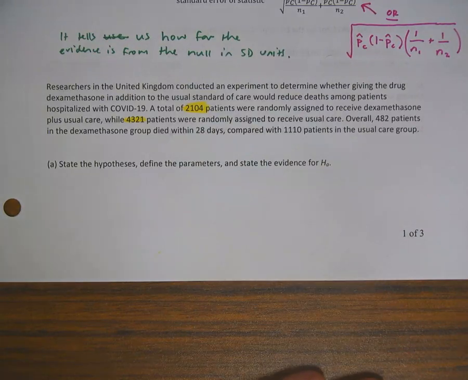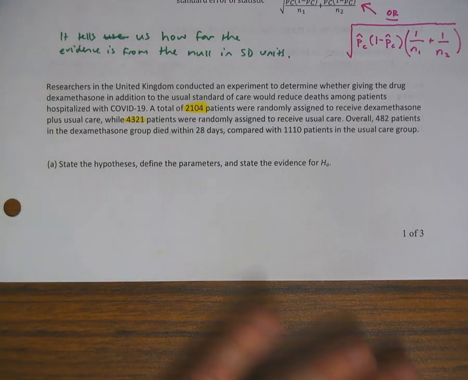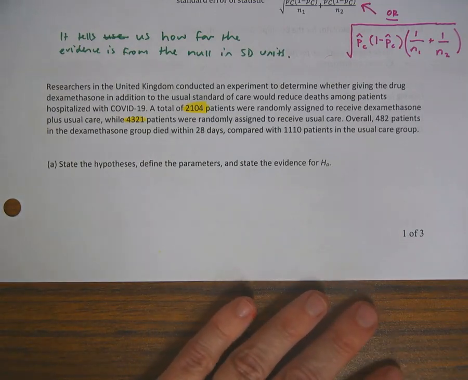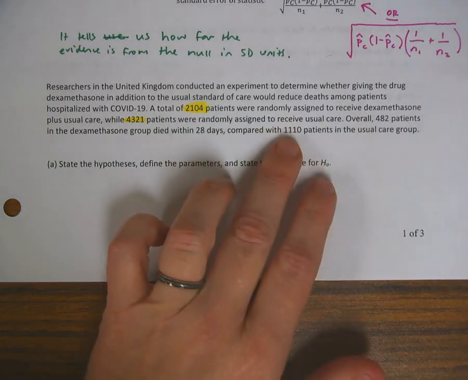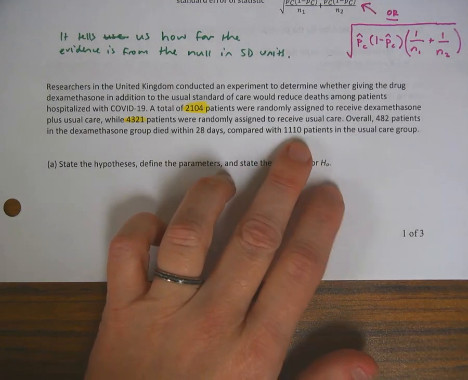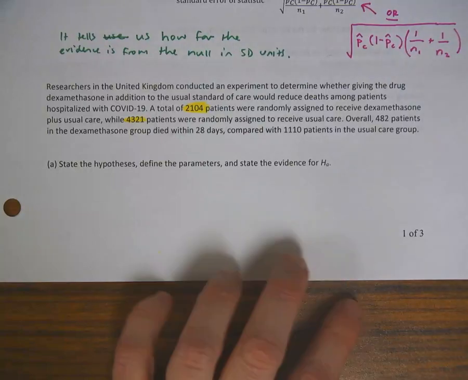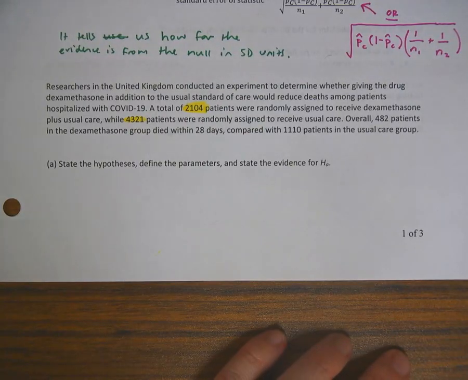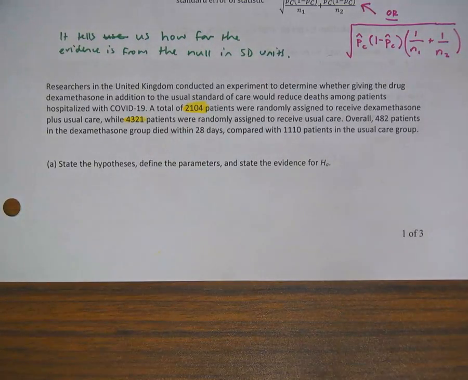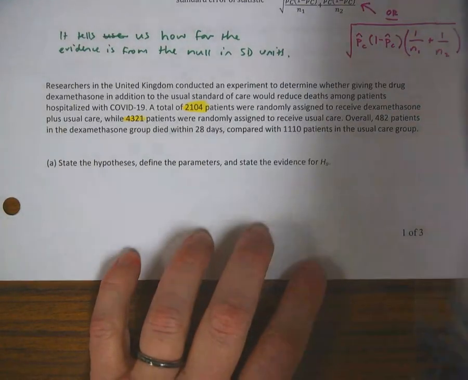Overall, 482 patients in the drug group died within 28 days, compared with 1,110 who died in the group that didn't take the drug. State the hypotheses, define the parameters, and state evidence for HA. So this is our state component.